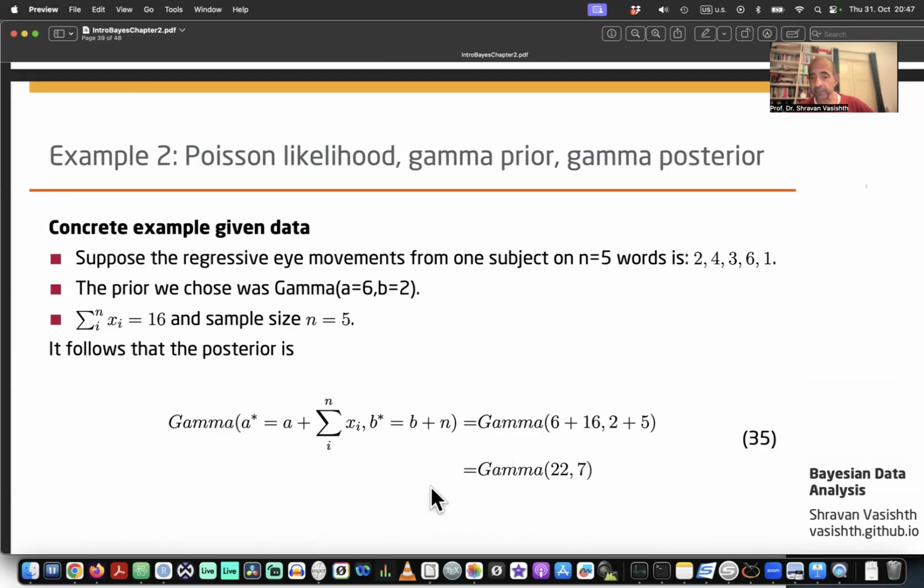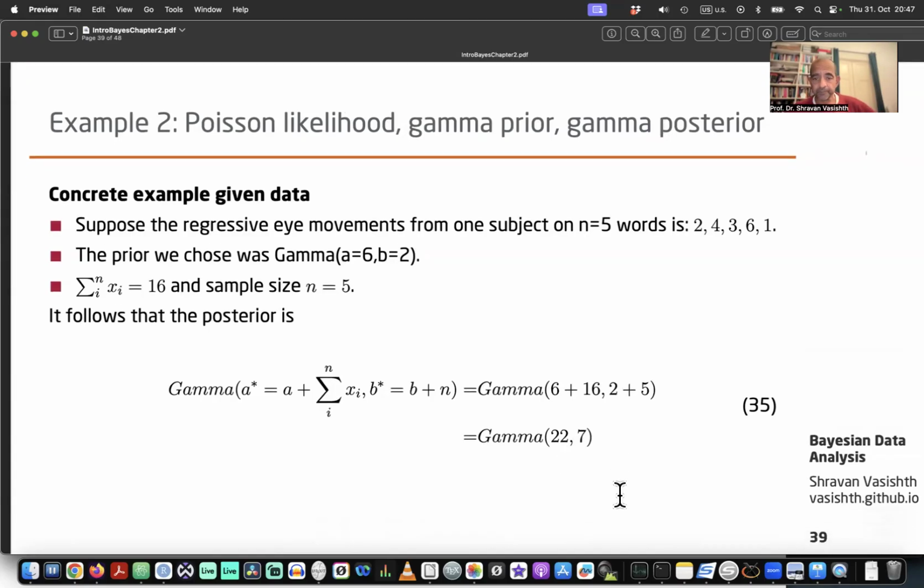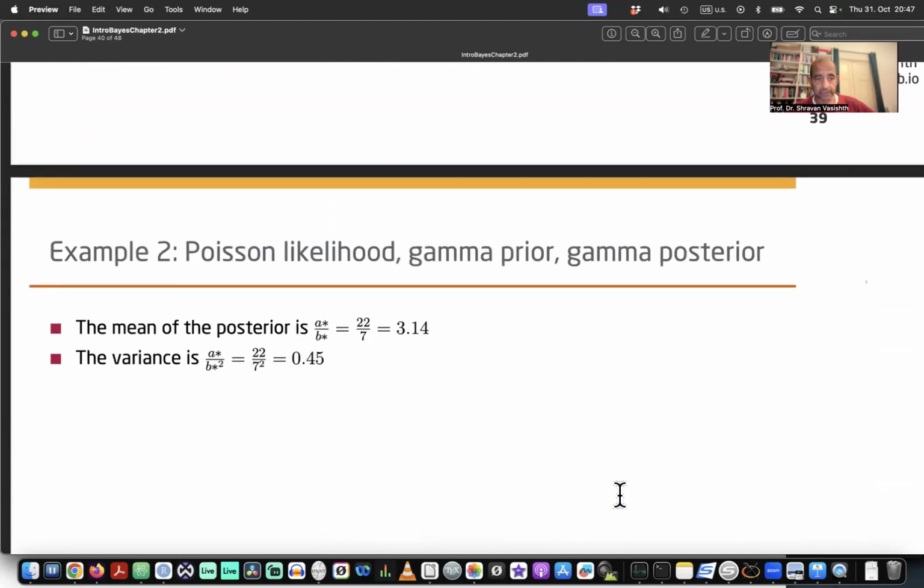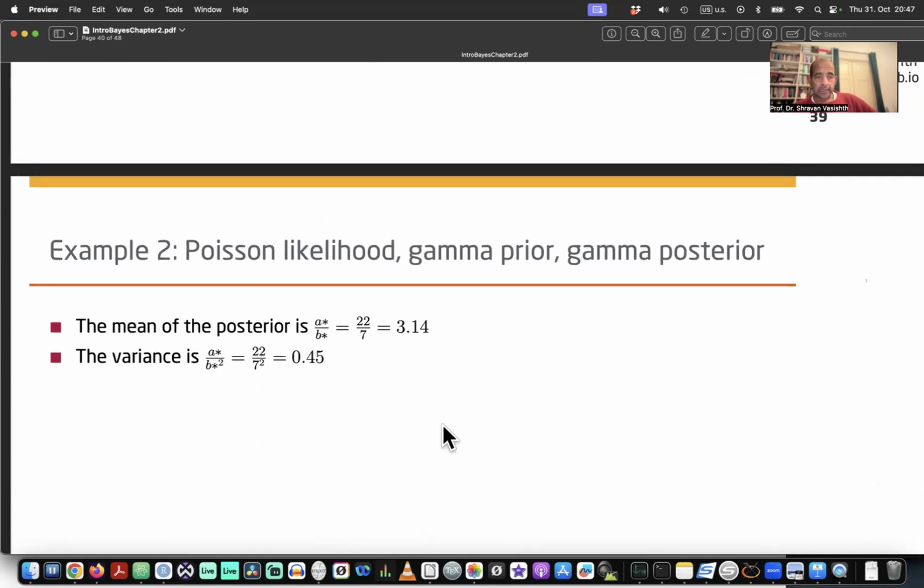We started with the 6, 2 parameters. So A equal to 6, B equal to 2. We end up with A equal to 22 and B equal to 7 given the data. Yeah, so that's pretty straightforward. Nice example of a conjugate case. And we can also work out the mean of the posterior now, the new distribution that represents the posterior, and the variance, right?